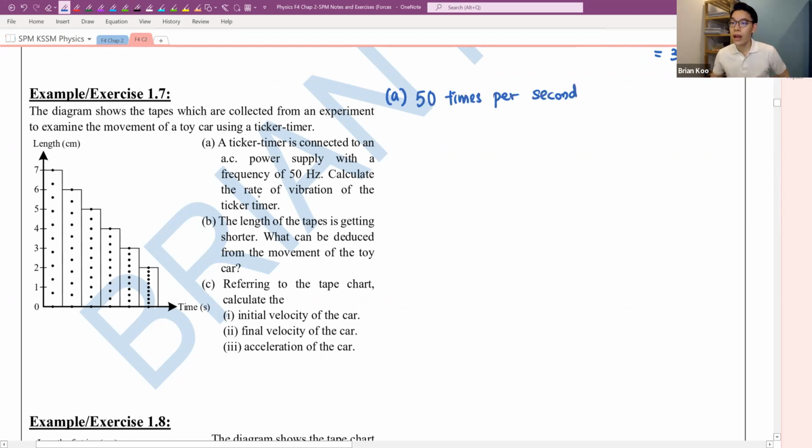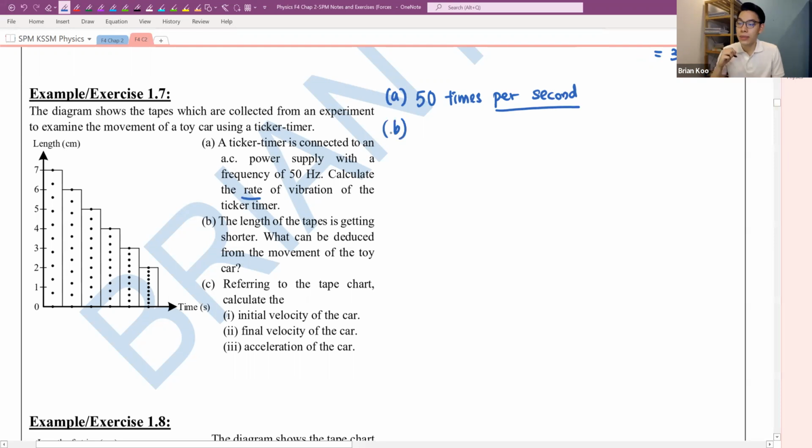You see, rate usually means per second, per minute, per hour. If we talk about the rate of you driving, usually that means the speed, how fast you are driving. Usually rate is related to time, 50 times per second. So it vibrates 50 times per second, on and off for 50 times per second.